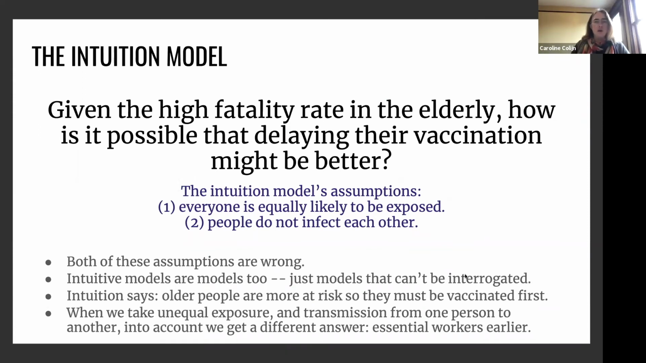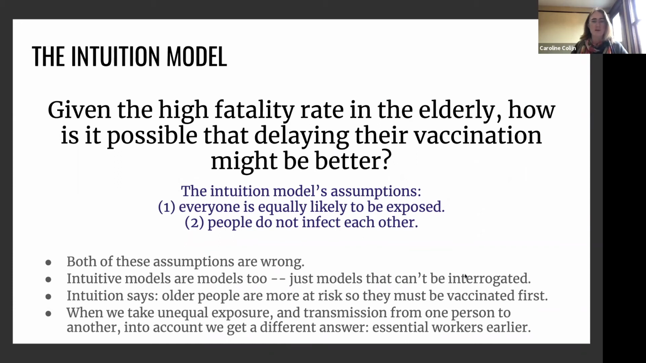Okay, so the intuition model. This is a response that we've had. Given the high fatality rate in the elderly, how is it possible that delaying their vaccination might be better? That's just not my intuition. My intuition says the risk rises so steeply with age that it must be better to go oldest first, and your model is just a model.